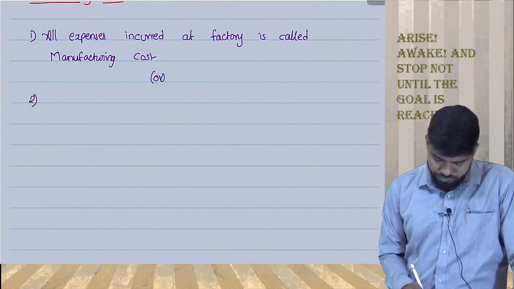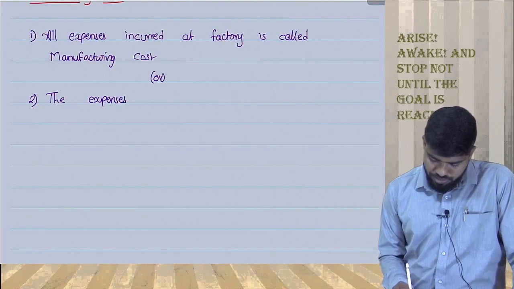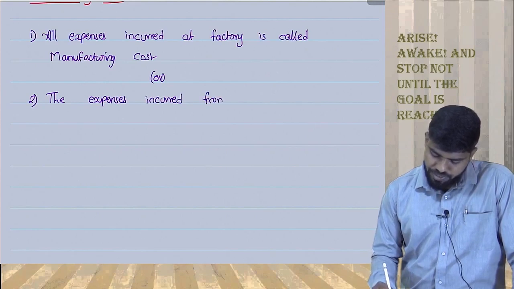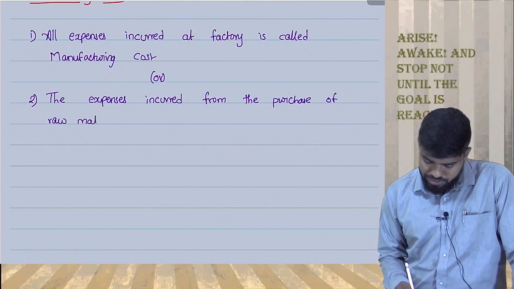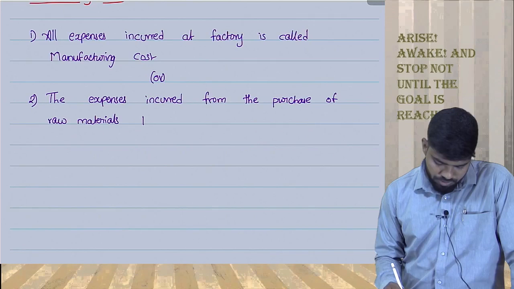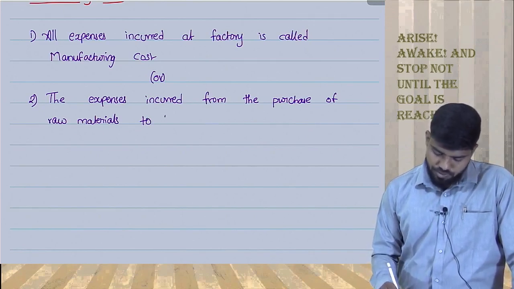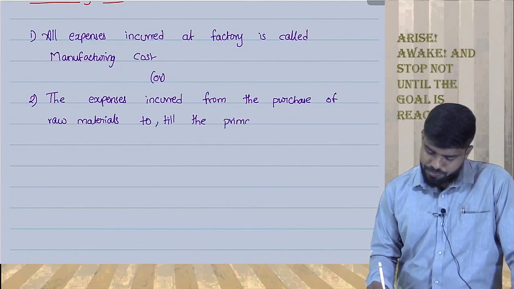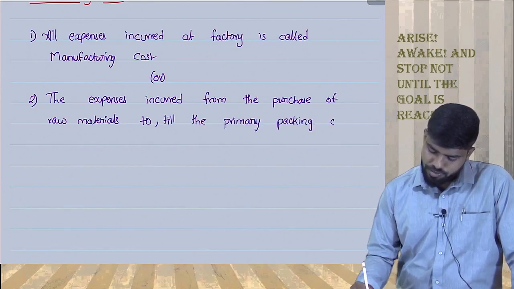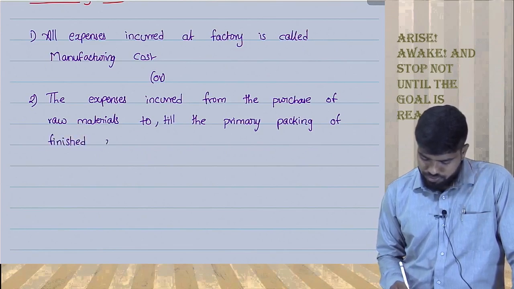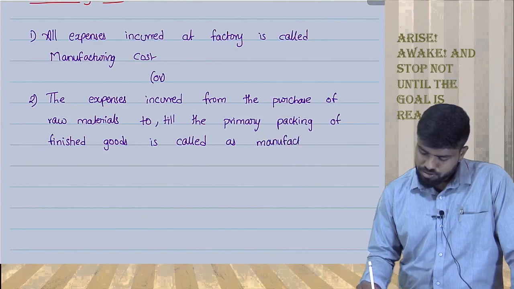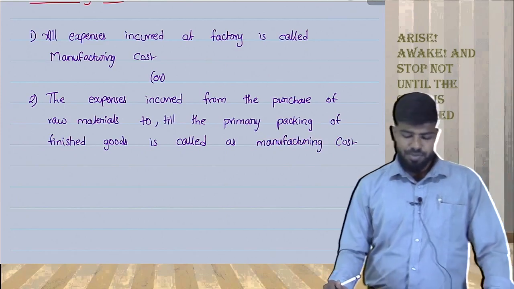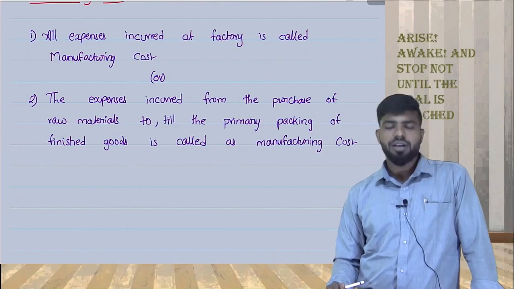Or we can say it a different way. The expenses incurred from the purchase of raw materials till the primary packing of finished goods is called as manufacturing cost. The expense incurred from the purchase of raw material till the primary packing of finished goods is called as manufacturing cost.